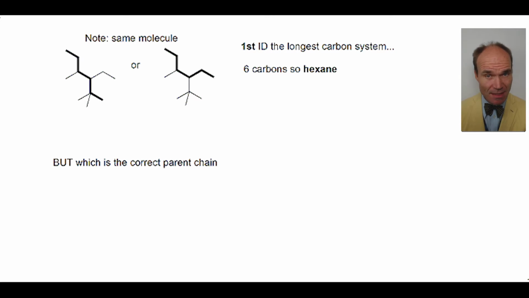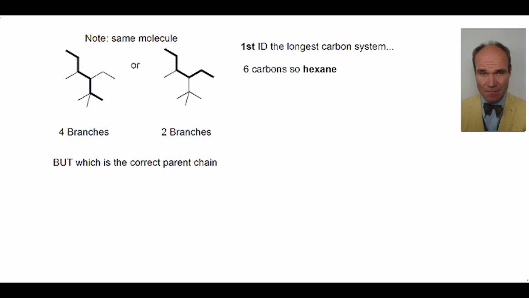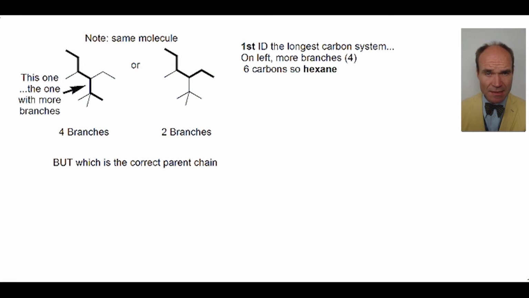On the left-hand side, this path has 4 branches. On the right-hand side, this path only has 2 branches. The parent chain is going to have the largest number of branches if it has the same number of carbons as another path. So the left-hand side is the structure that represents the parent chain.